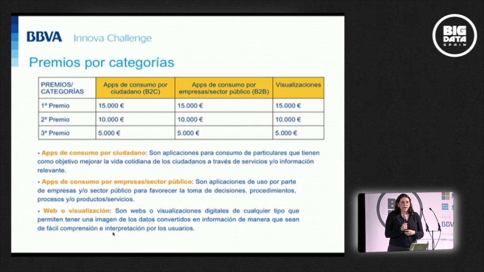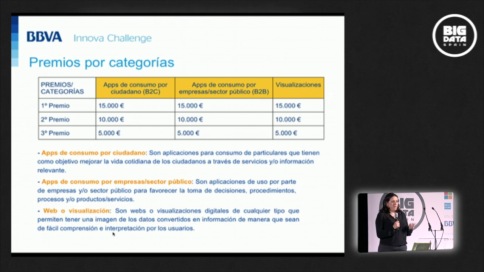The second category is applications for businesses, okay? Businesses, maybe private companies, or also maybe government, okay? And the third one is visualizations, because we know that you can learn a lot by only looking at the information and understanding it in new ways. So for each category, and this is the nice part, we have 3 prizes. We have 15,000, 10,000, and 5,000 euros. In total, we are giving out 90,000 euros for this contest, okay?